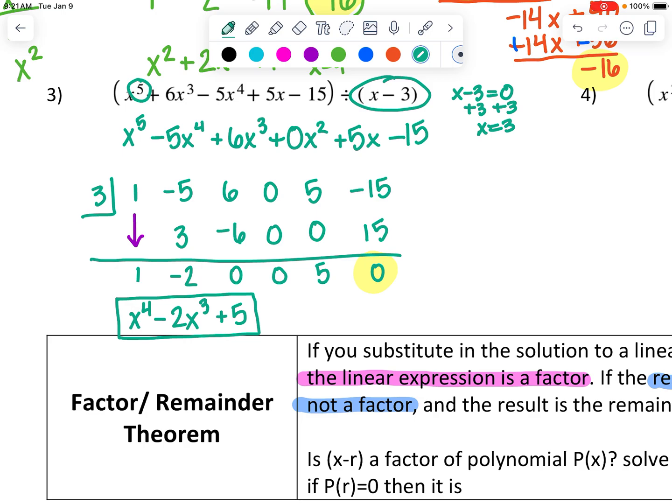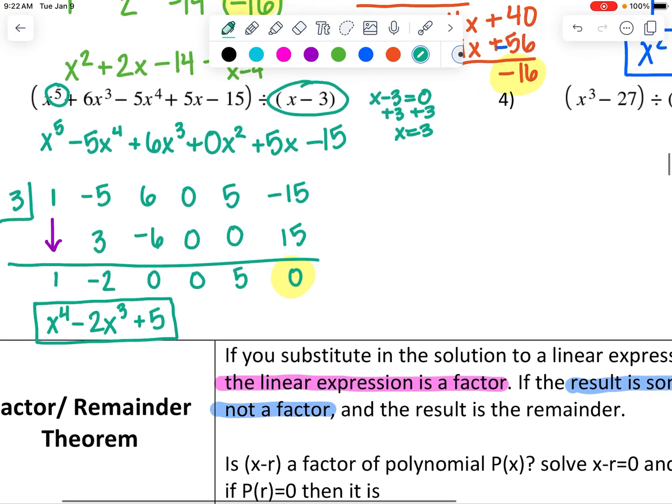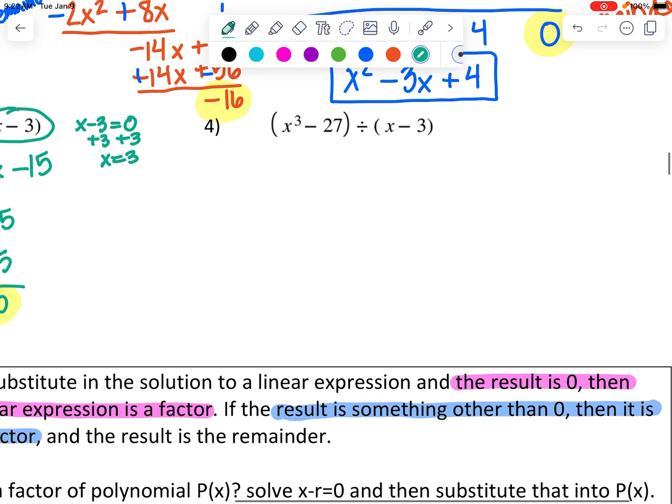So this one gets a little more complicated, just making sure you have that 0 in front of your x squared term, and then you keep going with your synthetic division with that 0 in place there. Okay, number 4. On this one, we just have x cubed minus 27. So we're going to have a few 0 terms in here because we don't have the x squared term represented and we don't have the x term represented.